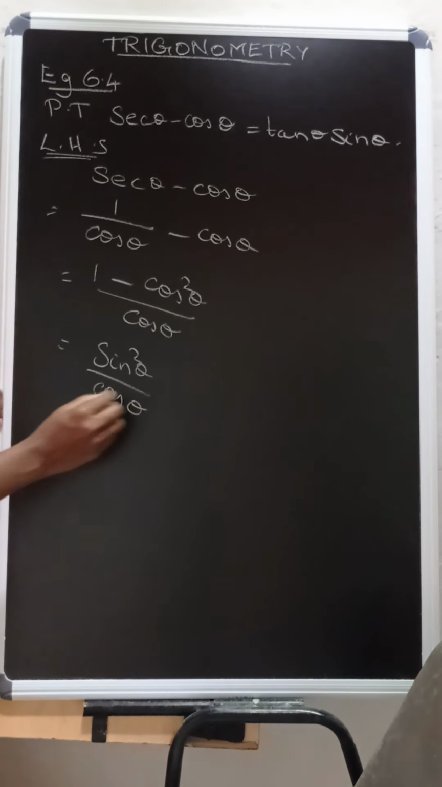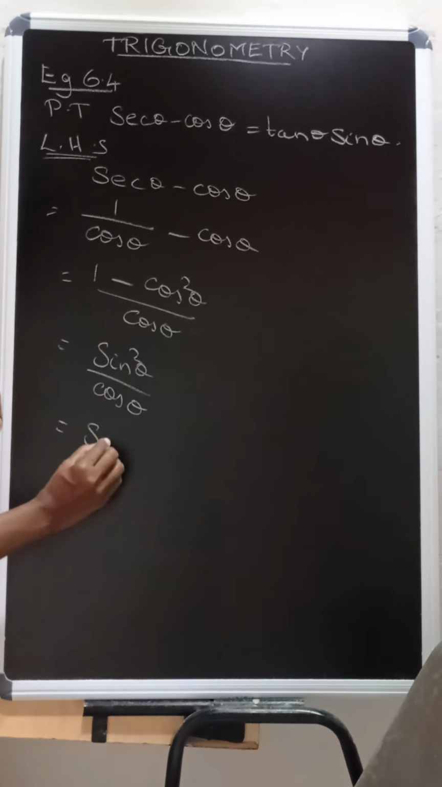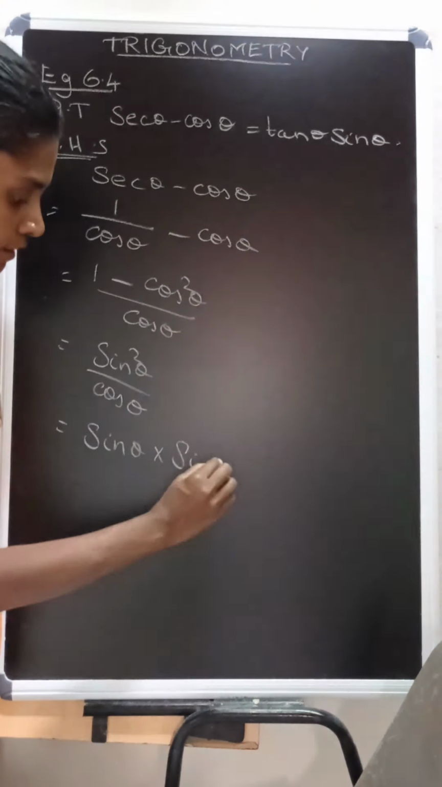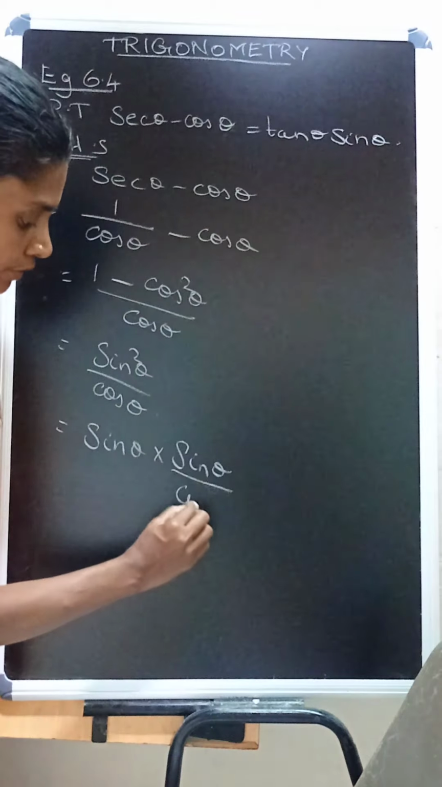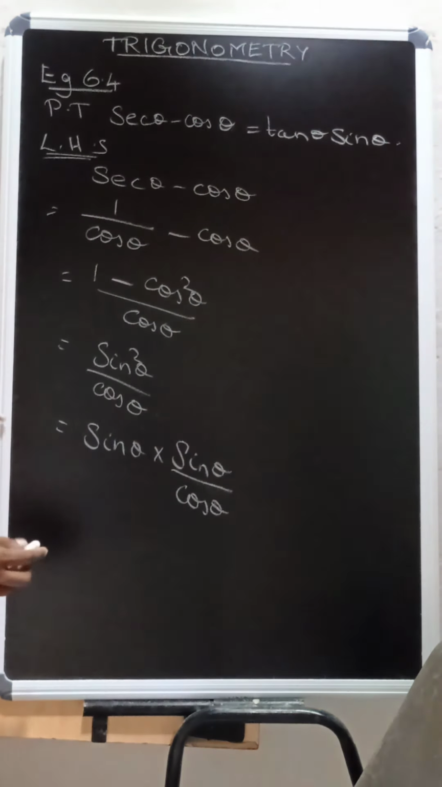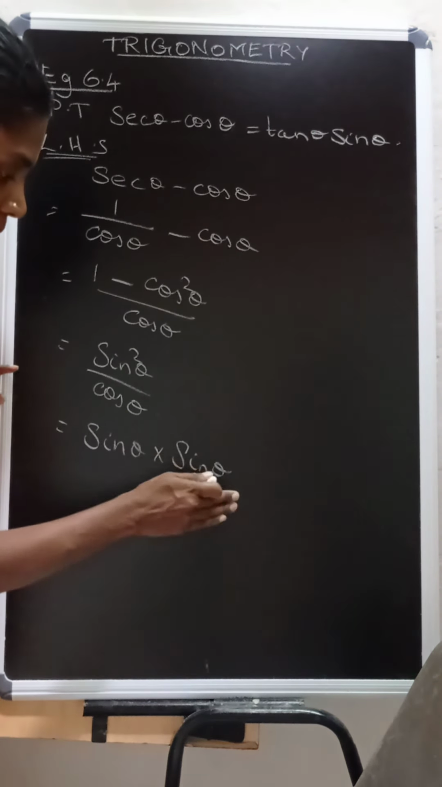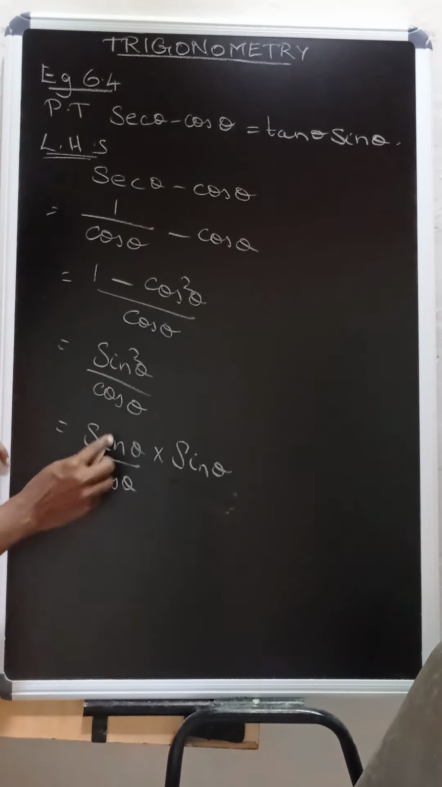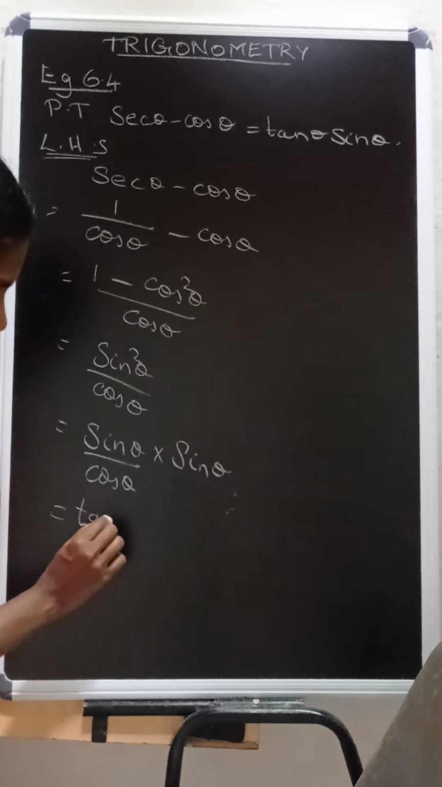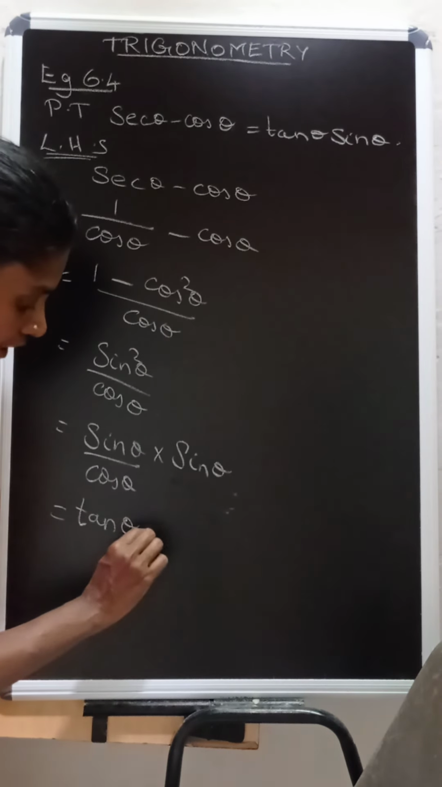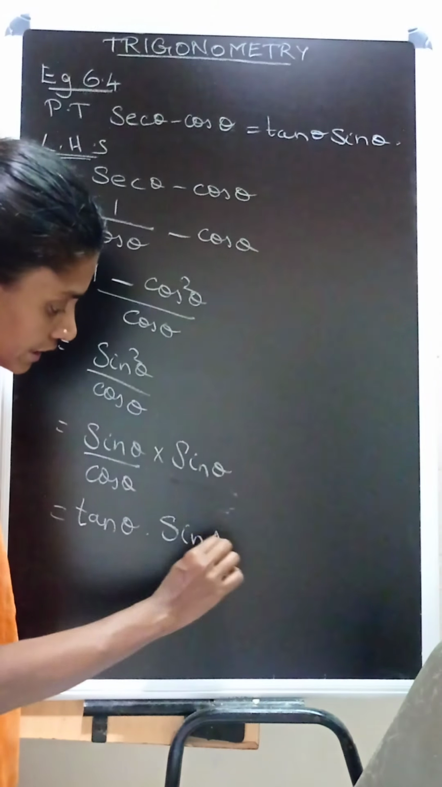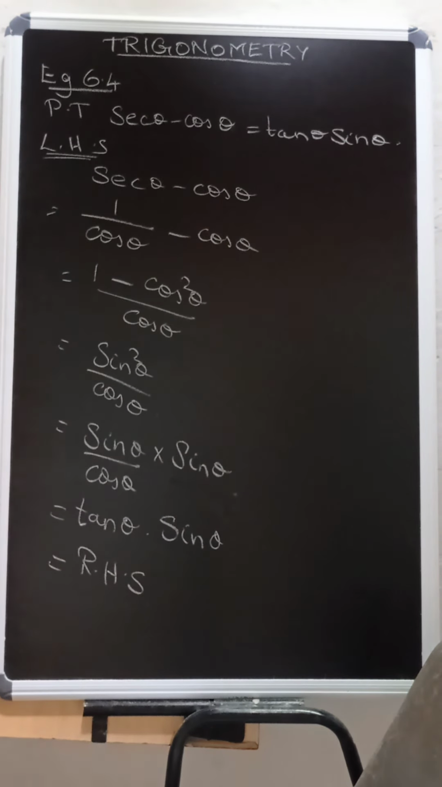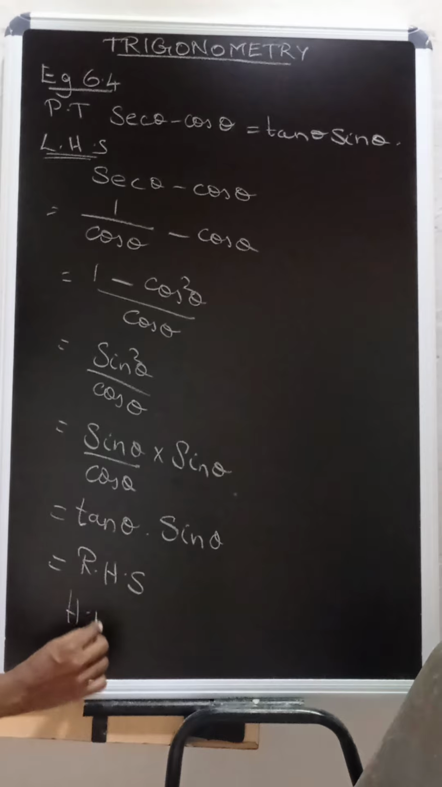So cos theta. Now I am going to split this sin square theta. I am going to write it as sin theta into sin theta by cos theta. Or I will put this cos theta here. Sin theta by cos theta into sin theta. Now sin theta by cos theta is equal to tan theta. So tan theta into sin theta, which is equal to RHS. Hence proved.